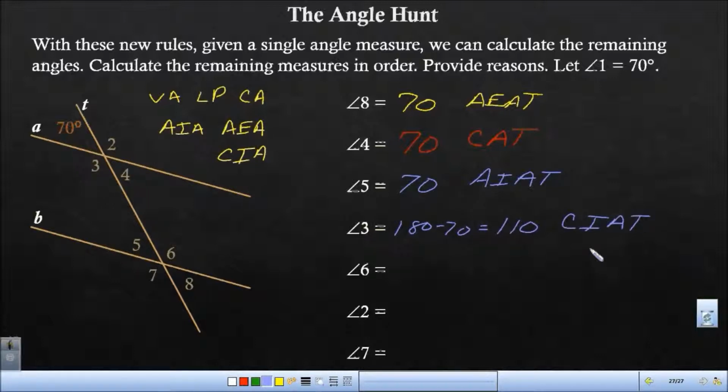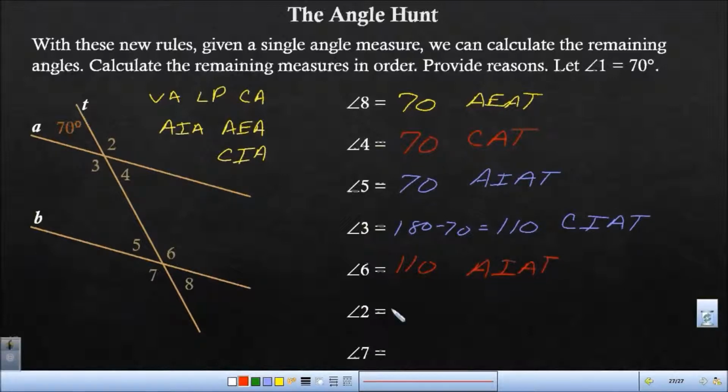I don't have a special name for this one yet. It's just the CIAT theorem. Okay? I suppose you could call it the top secret theorem, right? CIA. Alright, from 3 to 6, 3 and 6 are alternate interior. So angle 6 is going to be 110 degrees. That's the AIAT theorem again.